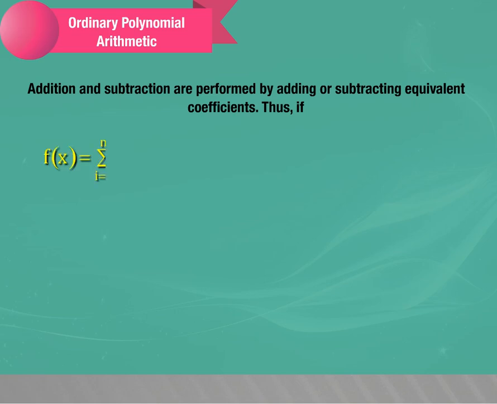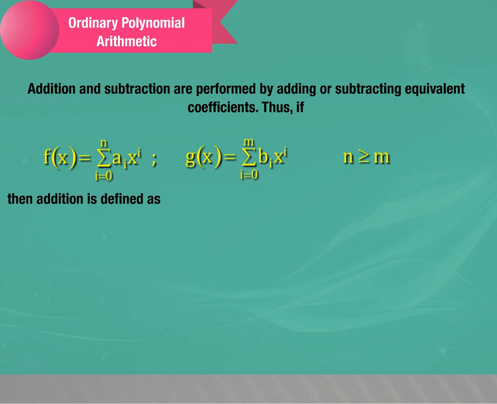Thus, if f(x) = sigma i = 0 to n of ai x^i, and g(x) = sigma i = 0 to m of bi x^i, where n is greater than or equal to m, then addition is defined as f(x) + g(x) = sigma i = 0 to m of (ai + bi) x^i + sigma i = m+1 to n of ai x^i.